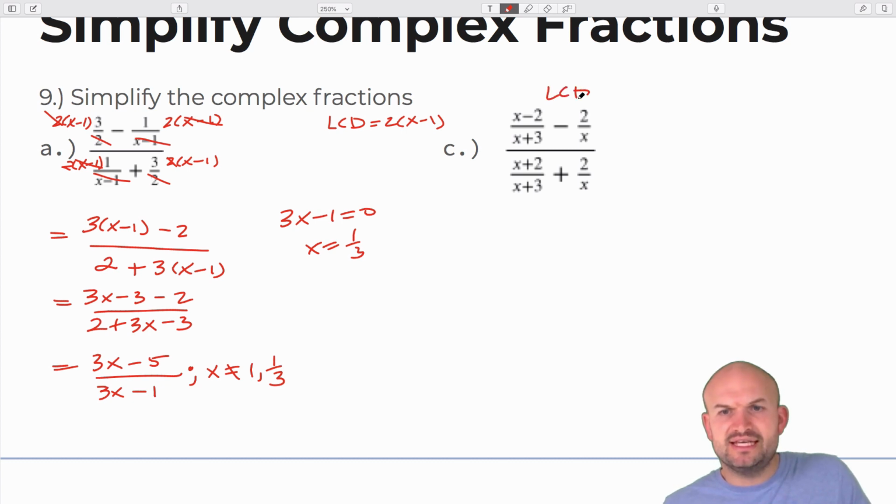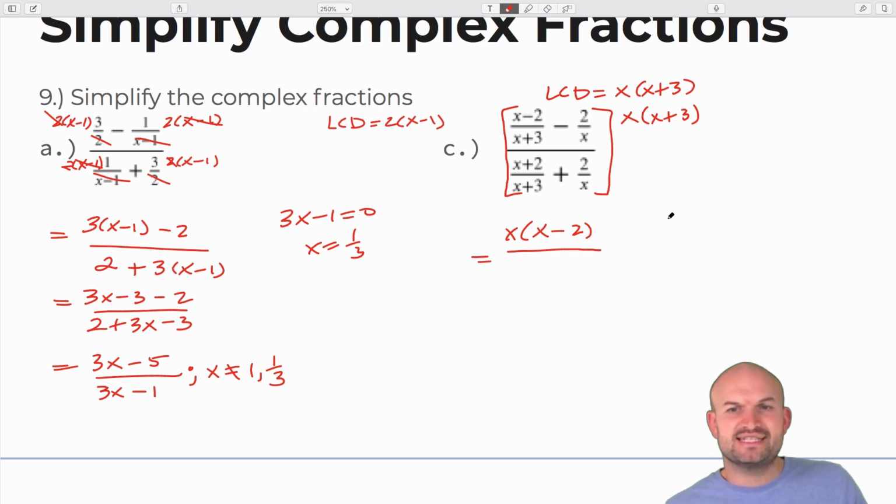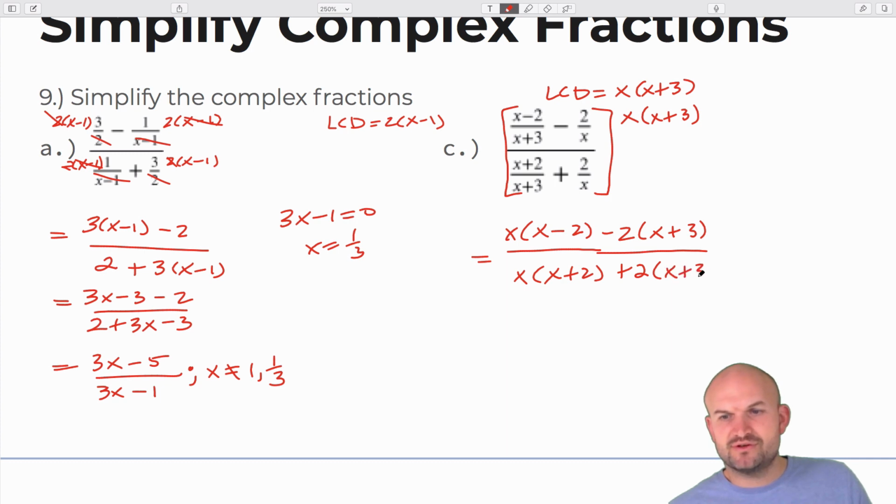The next one here, we can see the LCD is just going to be the product of x times x plus 3. Now that I've already shown it once, I'm not going to do it again because it's a lot of writing. So I'm just going to multiply everything times x plus 3. When I do that, you can see the x plus 3's divide out. That's just going to leave me with an x times x minus 2. I will show this at least one more step so you can see where I get that. Here, the x's divide out, so it's going to leave me with a negative 2 times x plus 3. Over here, the x plus 3's will divide out, leaving me with an x times x plus 2. And then here, the x's divide out, leaving me with a positive 2 times x plus 3.